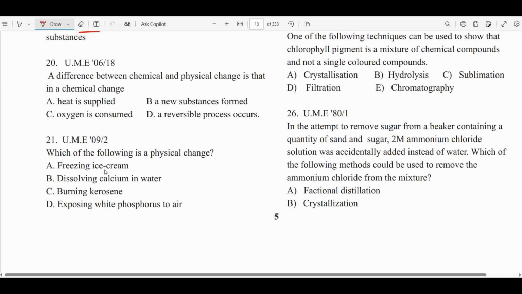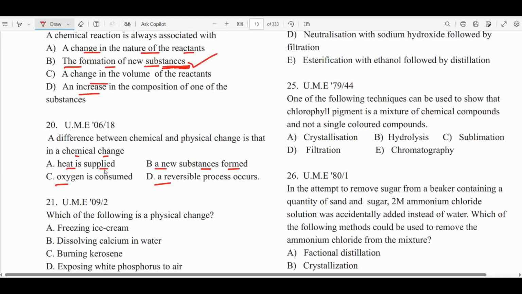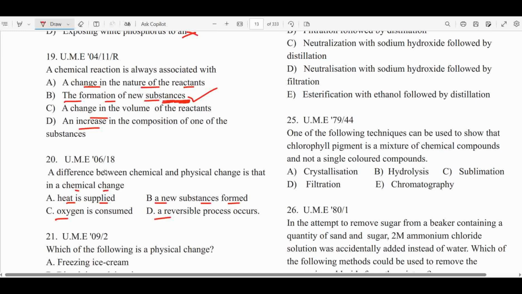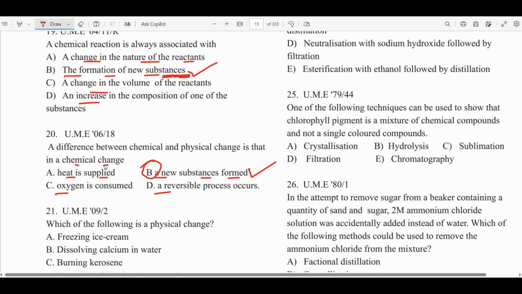Question number 20. The difference between chemical and physical change is that in a chemical change, heat is supplied, a new substance is formed, oxygen is consumed, a reversible process occurs. You can see again, this is just the same as question 19. It is the formation of a new substance that determines if it's a chemical change. So the answer again is B.